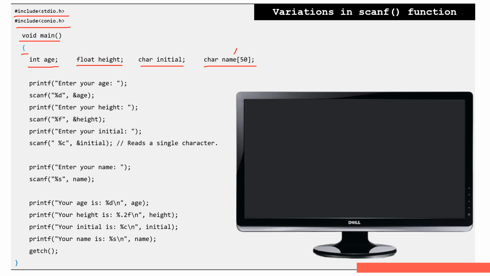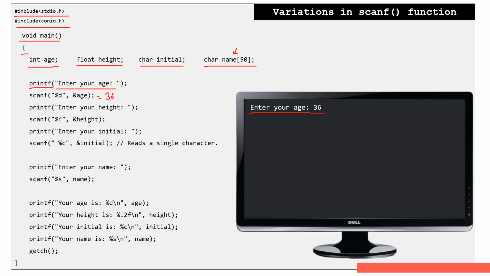So this name is a character array. Array means a group of letters or group of characters. So this name variable can hold 50 characters, right? So all these 4 variables are declared. Then printf, enter your age. So you can see that the printf statement appears on the screen. Suppose the user enters 36. So the age is assigned the value of 36.